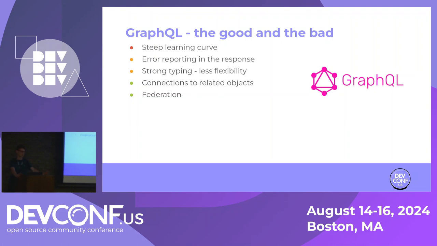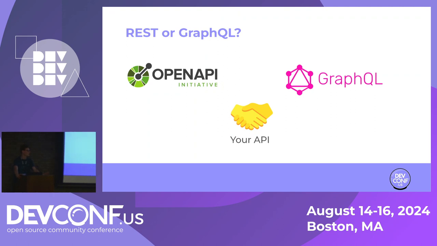The last thing I want to mention is federation, which basically merges multiple GraphQL schemas into one big schema. And that way, users can fetch data from multiple sources and never know about it. Imagine doing that with REST. So, what to make of all this, REST or GraphQL? Our view is that you don't have to choose. You can do both, because they fit different needs for different clients.